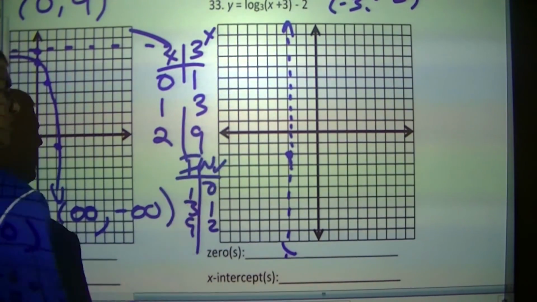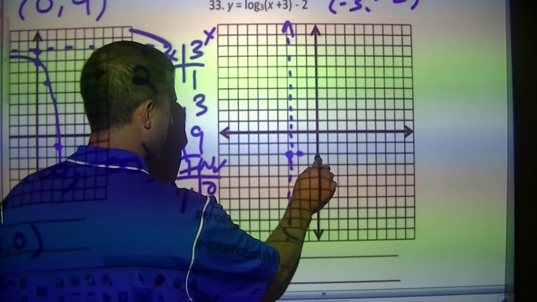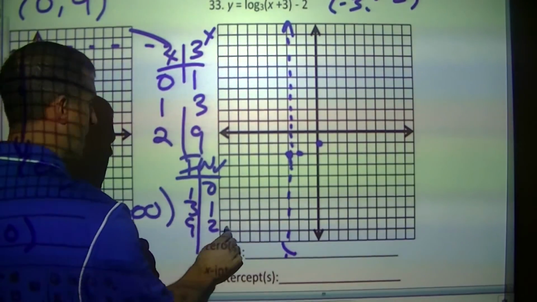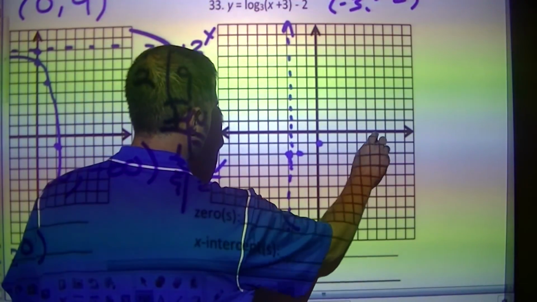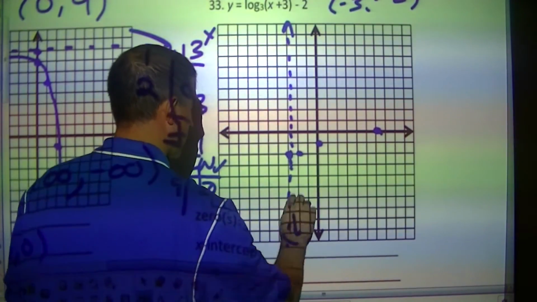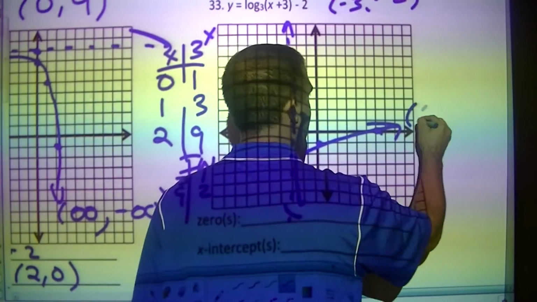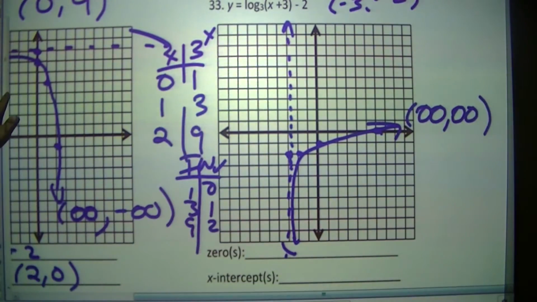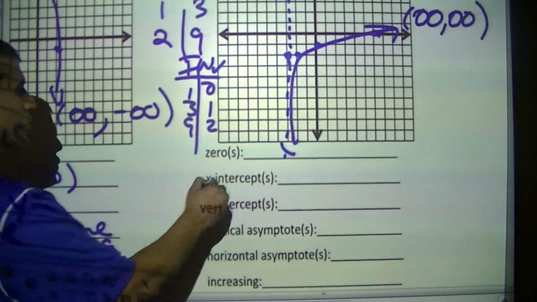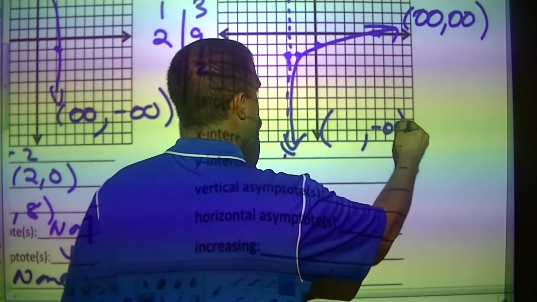Inverse, so (1, 0) from this. 3, 1, 1, 2, 3, up 1. 9, 2. 1, 2, 3, 4, 5, 6, 7, 8, 9, and 2. And so this is going to do this. Now, as far as labeling the graph, this is a right arrow, positive, positive. This left arrow, now, it's going straight down, so the y-coordinate is actually negative infinity.